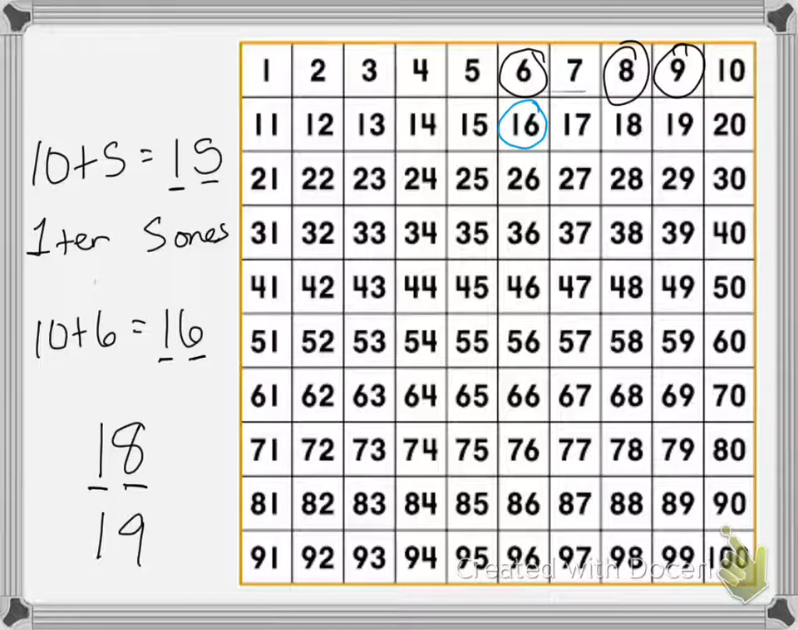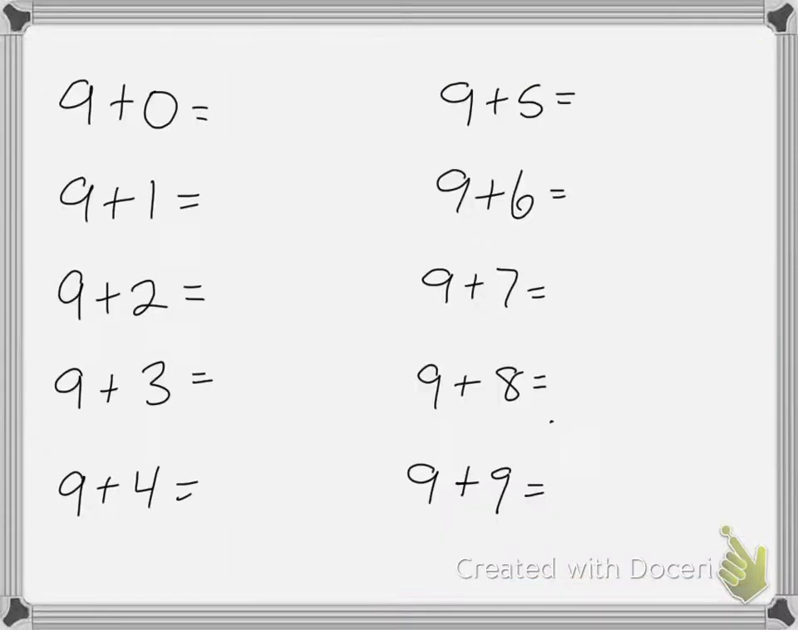Okay, we can use what we've learned about adding 10 to a single digit to help us learn the adding 9 facts. So here are the adding 9 facts, and we already know some of them. We know that 9 plus 0 is 9, 9 plus 1 is 10, 9 plus 2 is 11, and I know that 9 plus 9 is 18. We've been practicing these ones.